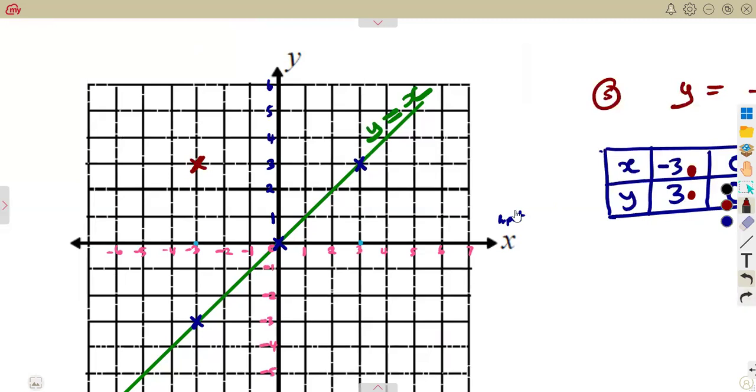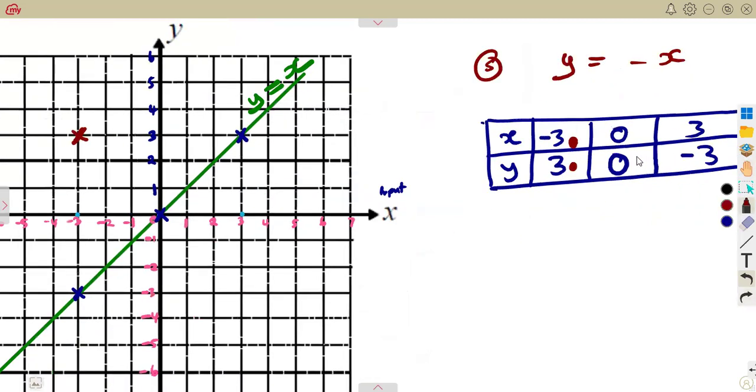All right, as we can see, there's a point that is not changing. The 0, 0 is on both the line y is equal to x and the line y is equal to minus x, which is our origin. So we're just going to have that. Then 3 versus minus 3.